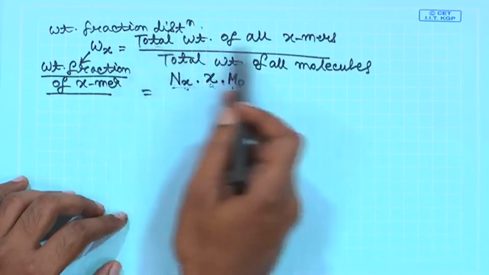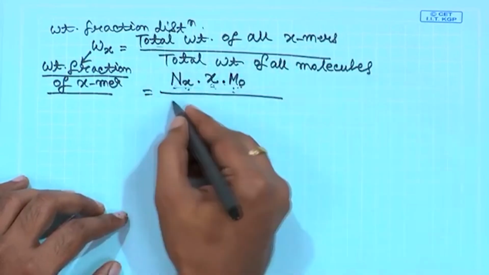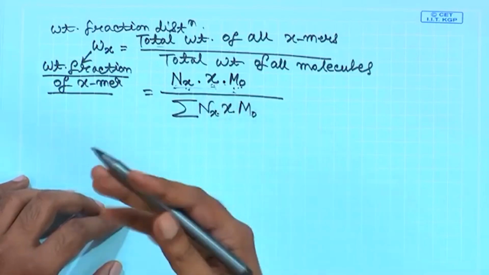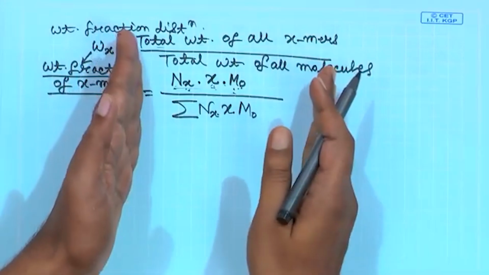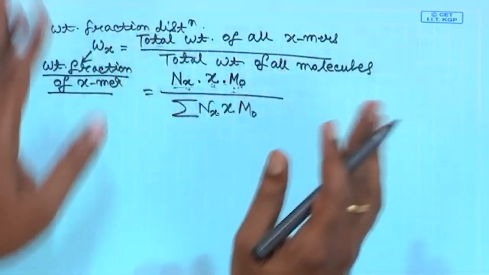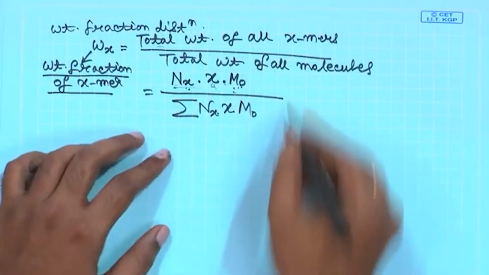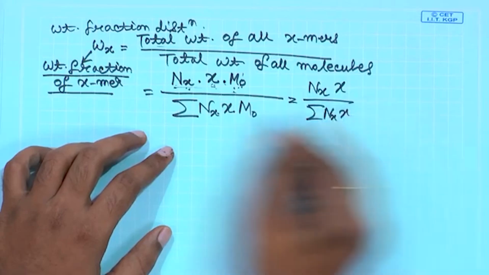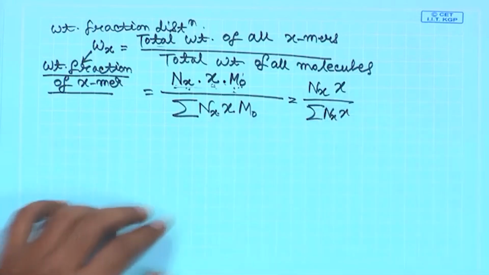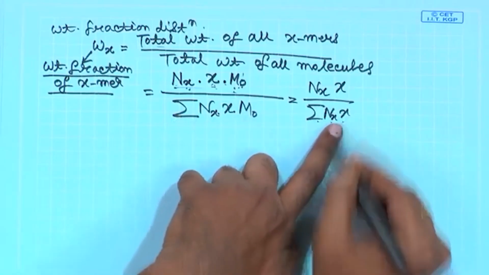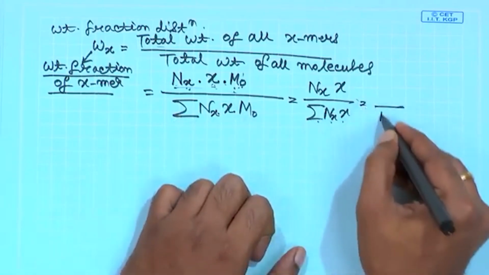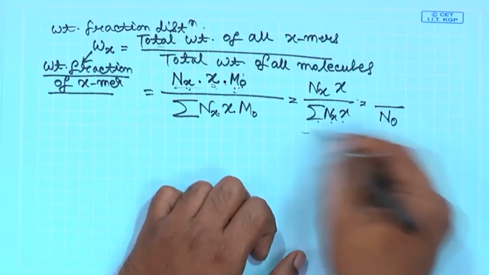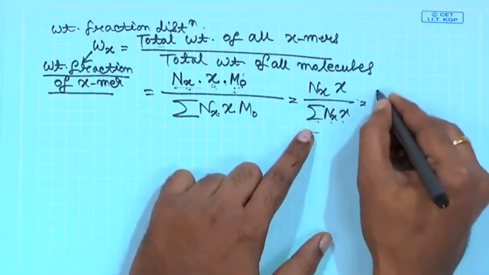So, what is the weight of n_x into x number of structural units? That is this, which is total weight of all x-mers divided by total weight of all molecules. So, you sum it up over all x, because x can be of different values. So, when you are talking about all the molecules, you are actually encompassing molecules with all different numbers of structural units. So, m0 goes, so this is nothing but n_x into x divided by sum over n_x into x, and this is the total weight of all the molecules. Now, what is the sum over n_x into x? Sum over n_x into x is nothing but n0, because you are actually summing up all the number of molecules here, and this is n_x into x.